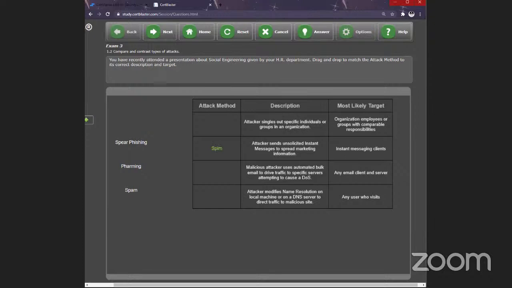Spear phishing. Let me read through them. Take your time. Do your thing.